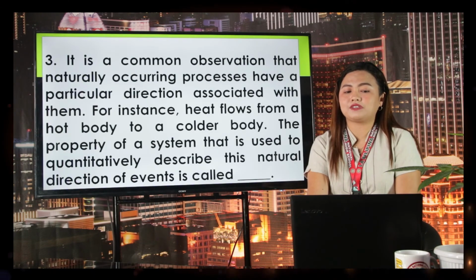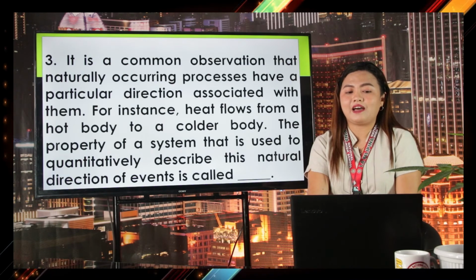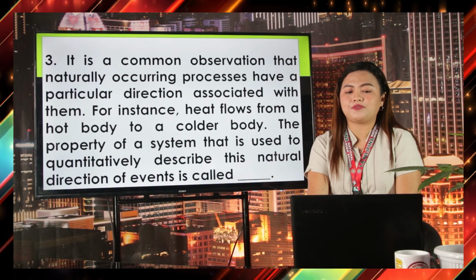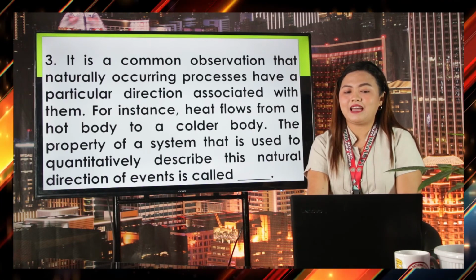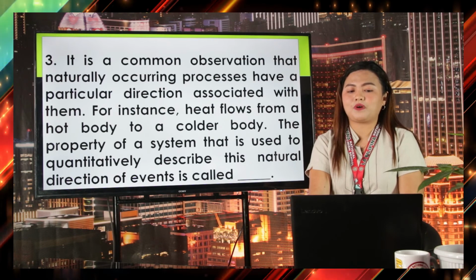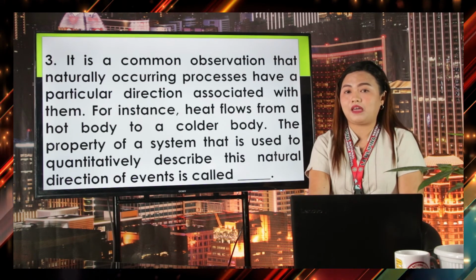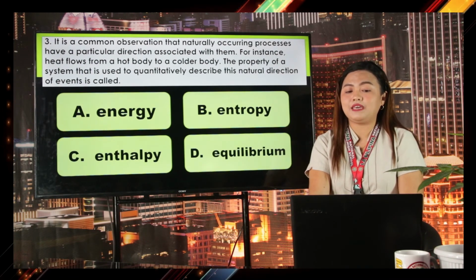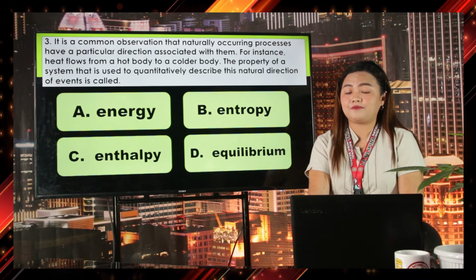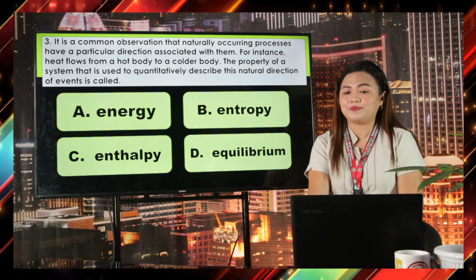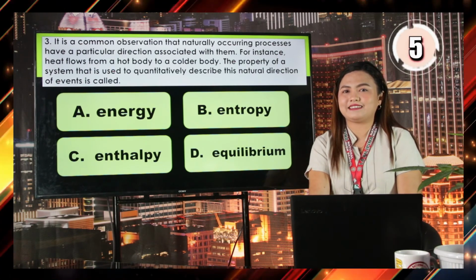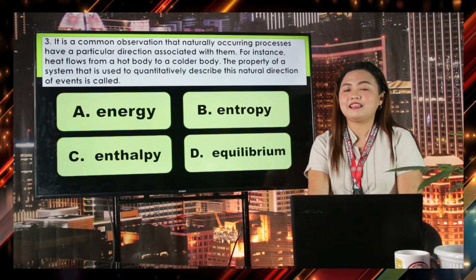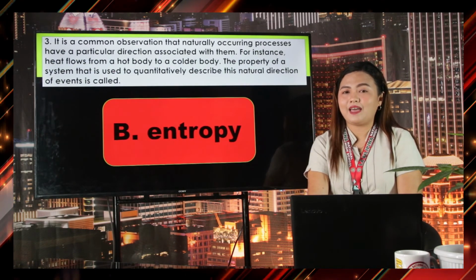Number 3. It is a common observation that naturally occurring processes have a particular direction associated with them. For instance, heat flows from a hot body to a colder body. The property of the system that is used to quantitatively describe this natural direction of events is called blank. A. Energy. B. Entropy. C. Enthalpy. Or D. Equilibrium. Your 5 seconds starts now. The correct answer is B.